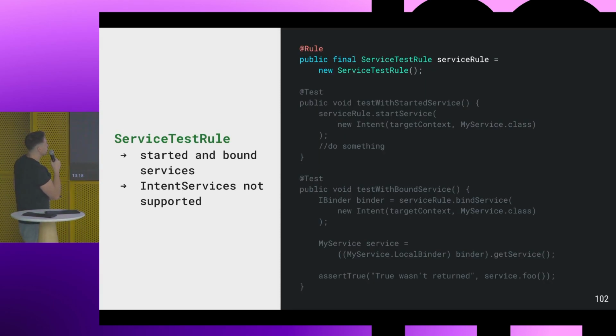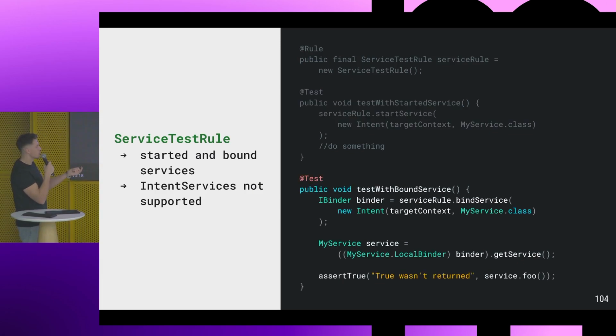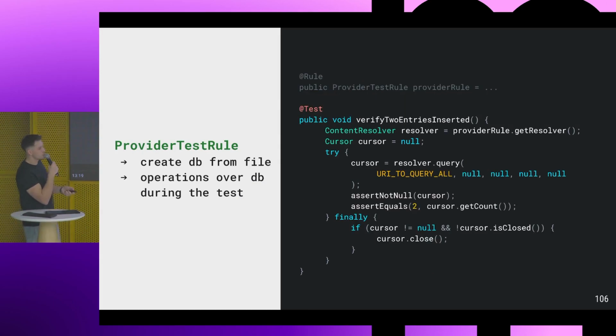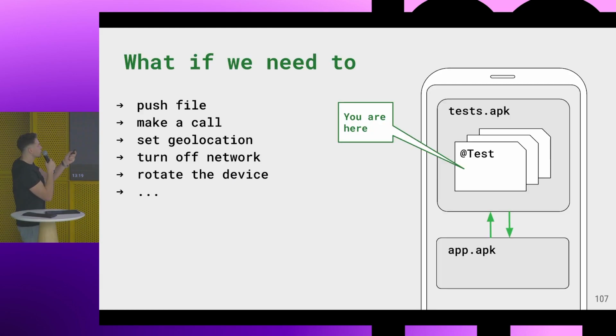Okay, so if you want to test some service, we have ServiceTestRule for that. It works both with started services and bound services. For content providers, we have ProviderTestRule. Yeah, just read the documentation. I just wanted to notify you that you have the ability to do so.